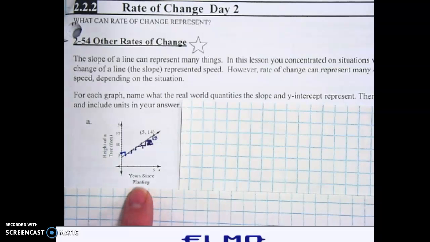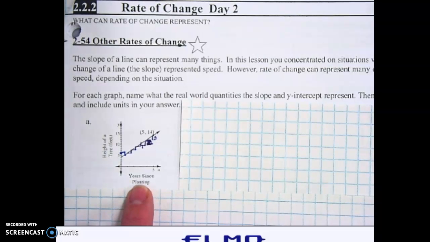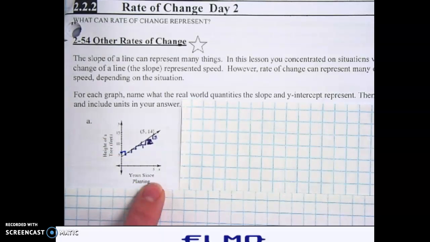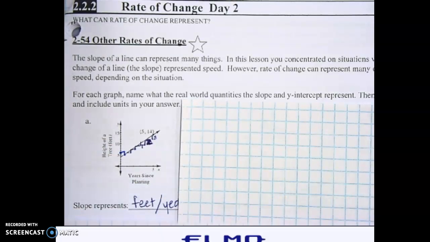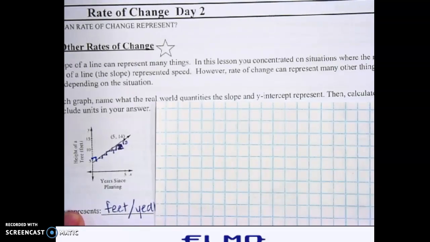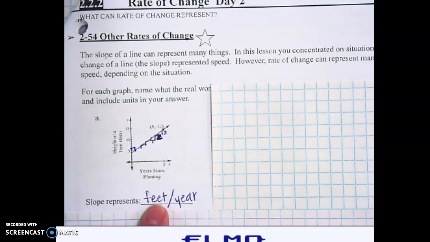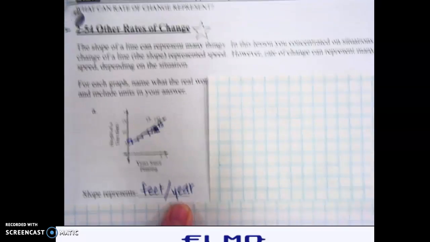On the x-axis, what does it say? Years. So every year that you have a tree, what's the tree going to do? It's going to grow, okay? It's going to grow so many feet every year that you own it. So when it asks you what does the slope of the line represent, it's going to represent how many feet per year that it's growing, okay? So feet per year that it's growing.